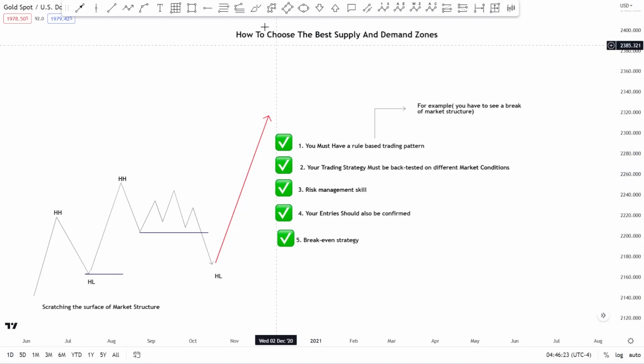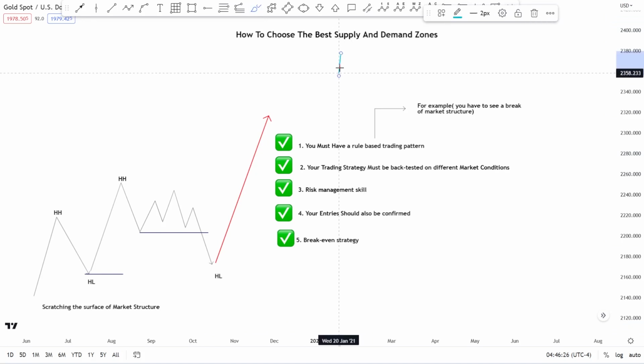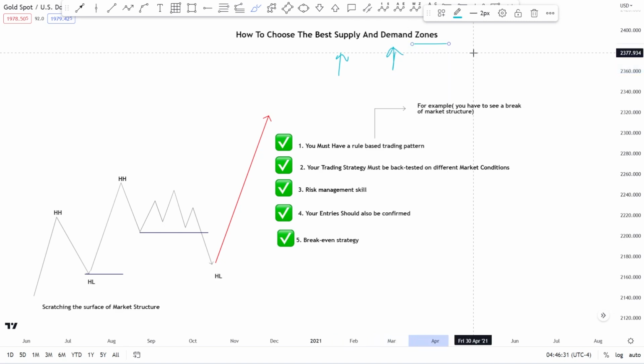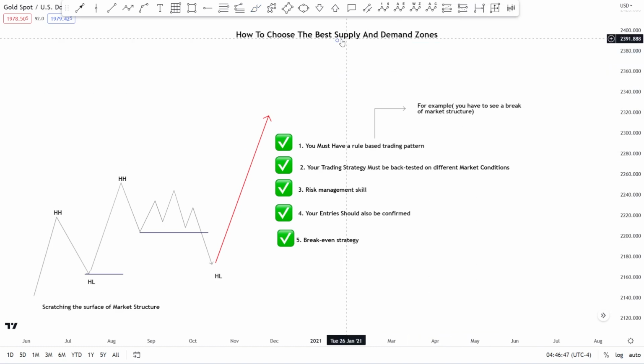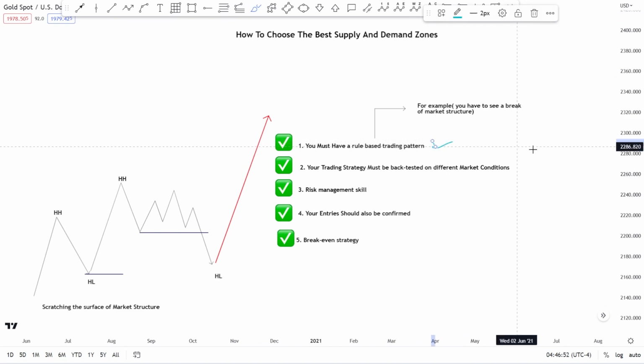In this video, guys, I want to show you how to select or choose the best supply and demand zones. You can also call this an order block or whatever, because in trading we have a lot of names that describe the same thing. The first thing you need to understand before we continue is that you need to have at least a trading strategy with rules.